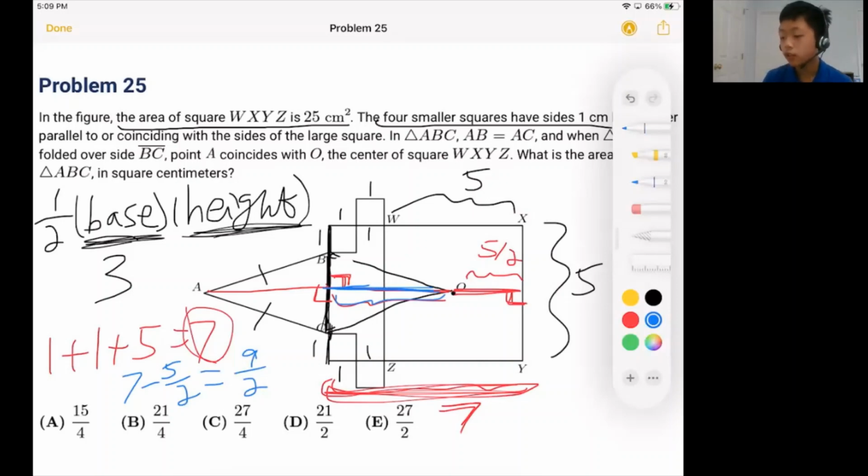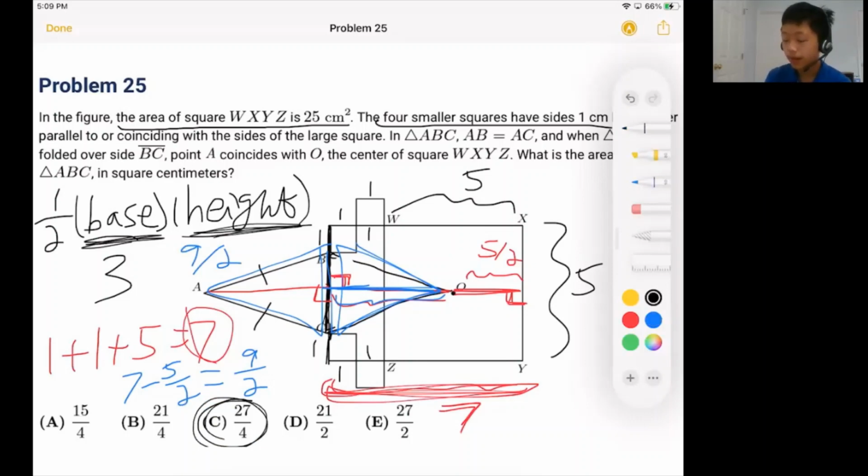And remember that these two triangles, this triangle here and this triangle here, are congruent. They're the same because they're just reflections over each other. They're mirror images. So that tells us that the height of the triangle is going to equal 9/2. So if we just calculate it, we do 1/2 times the base, which is 3, times the height, which is 9/2. We would find that the answer would just be 27/4, which would be the answer.